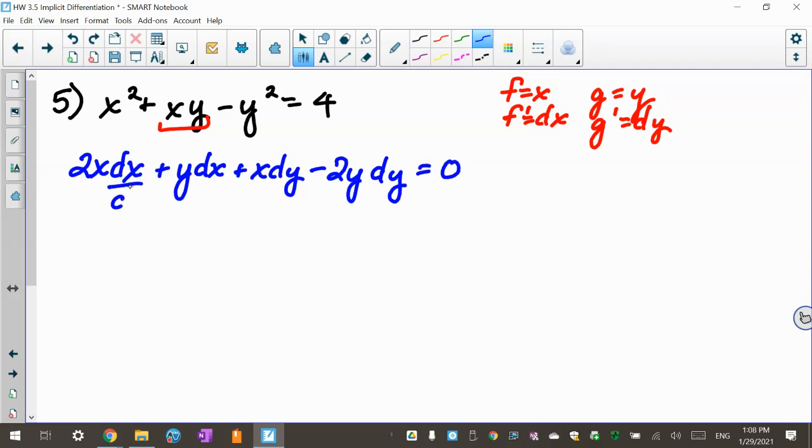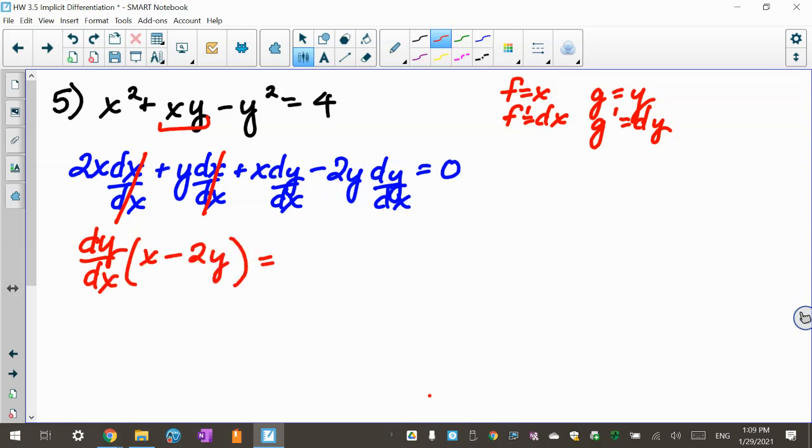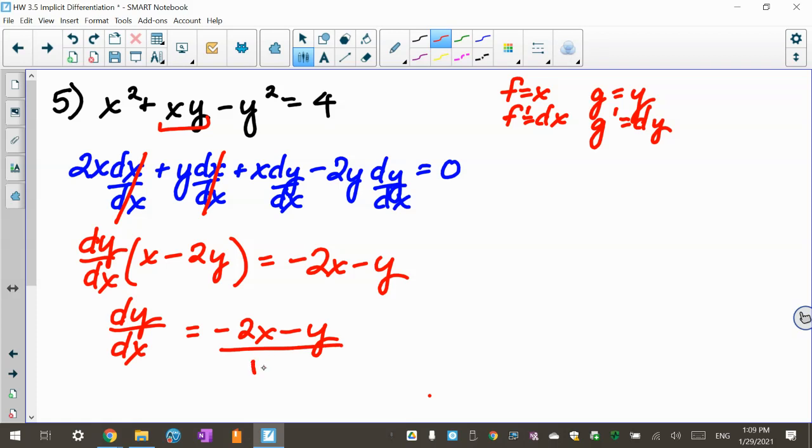I have all terms, go through and divide through by dx. And when I do, I can say, thanks for playing, thanks for playing. There's a dy dx and there's a dy dx. So I'm going to save a step and say dy dx. I'm going to factor it out of these two, so I have x minus 2y. And then the rest of this, I'm going to move over on the other side, so I have a minus 2x minus y. And then on that, I'm going to go through and divide by the glop, or divide by the x minus 2y. So I have negative 2x minus y all over x minus 2y.